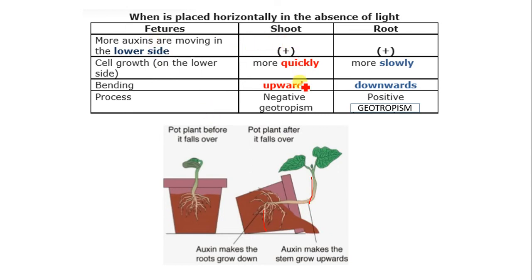So when placed horizontally in the absence of light, what will happen? More auxins are moving to the lower side. So the shoot, we have negative, root positive. But there will be more cell growth on the lower side, so the shoot moves upward, while the root will move downward. So the shoot moving upward is negative geotropism, while the root moving downward is positive geotropism.